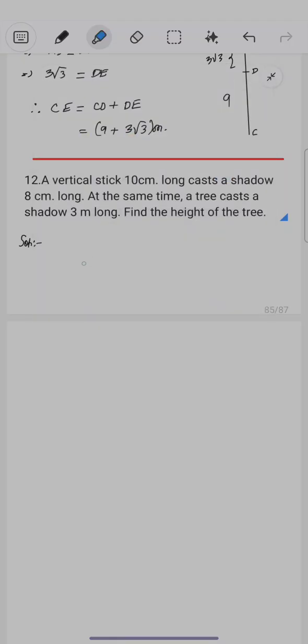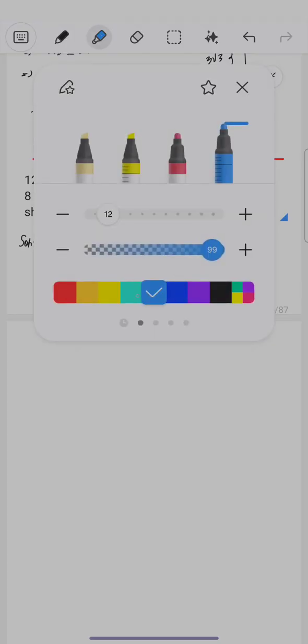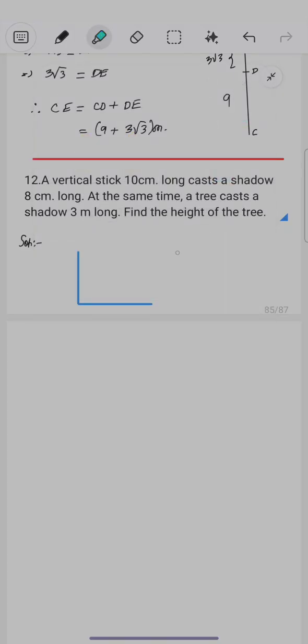A pole of 10 cm height has a shadow of 8 cm long. At that same point in time, another tower has a shadow 3 meter long. So find the height of the tower.